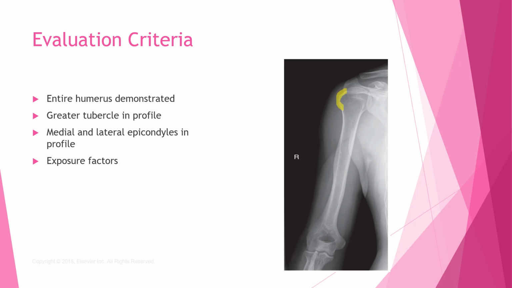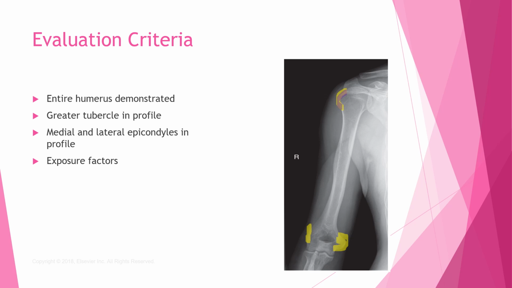Greater tubercle is in profile when the medial and lateral epicondyles are parallel to the IR. So medial here, lateral here. Let me try and make that a little bit different color so that maybe you can see that.